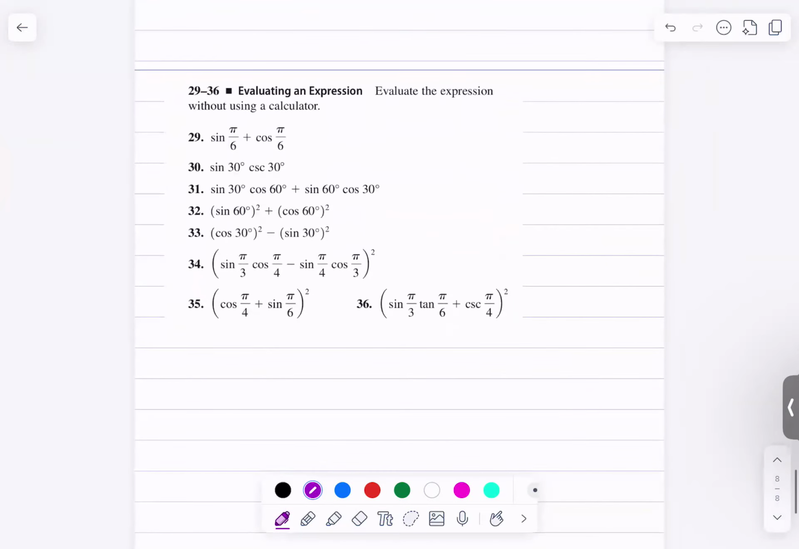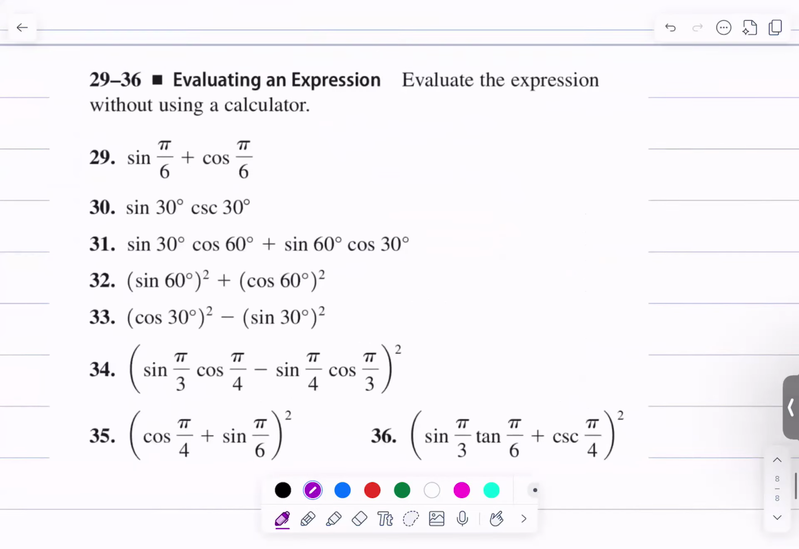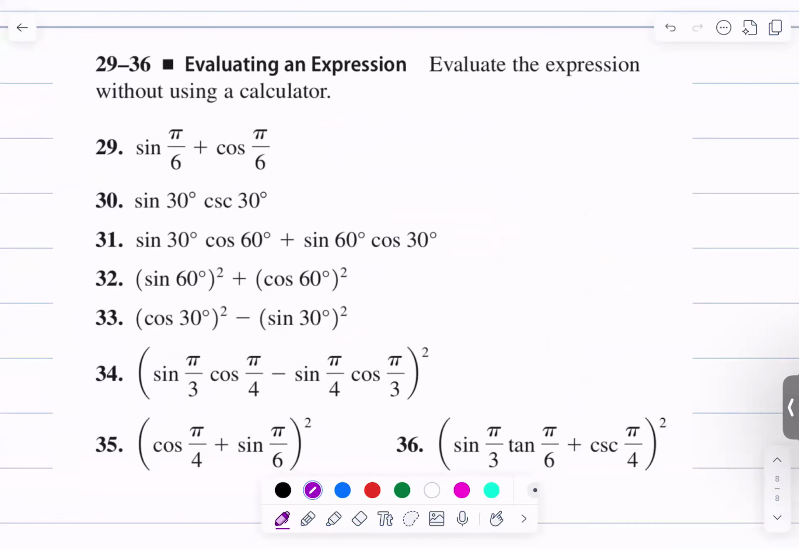Moving on to our last one. This looks confusing, but it's not, because we already got all of these values. What's the sine of pi over 6? 1/2. So this is 1/2. What's the cosine of pi over 6? Square root of 3 over 2. This will just be 1 plus square root of 3 over 2.